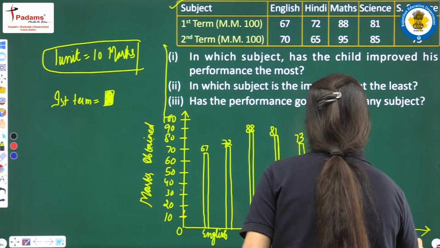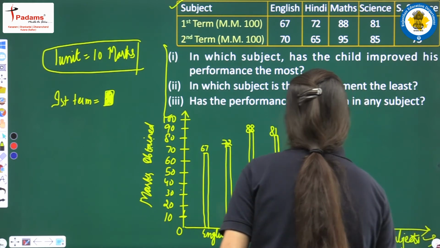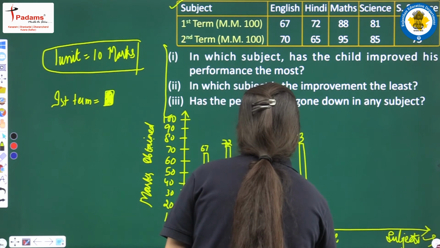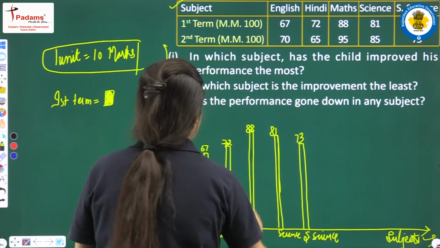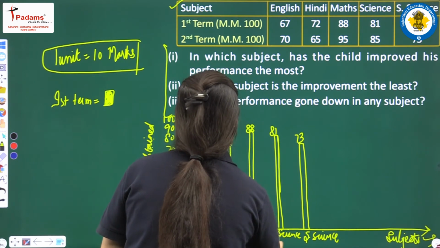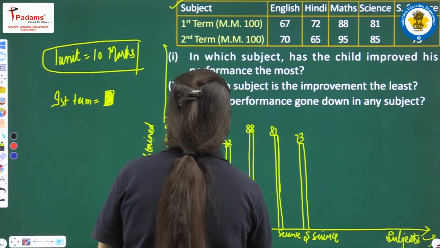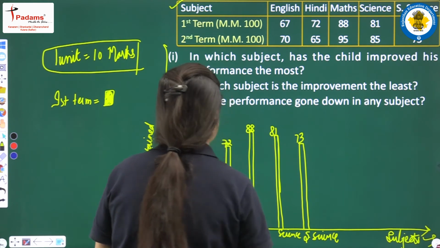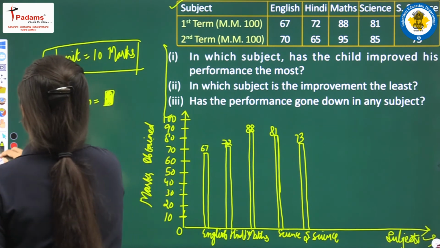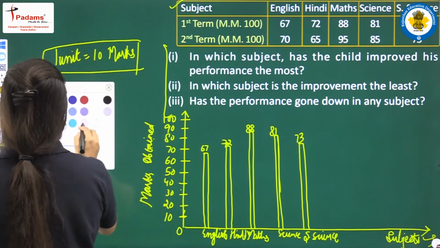Firstly, these are the subjects. Okay students, he is getting 81 in science. He is getting 88 in maths. And he is getting 72 in Hindi. Alright students, now we'll be having the bars of the second term. For this, we'll be using purple color.